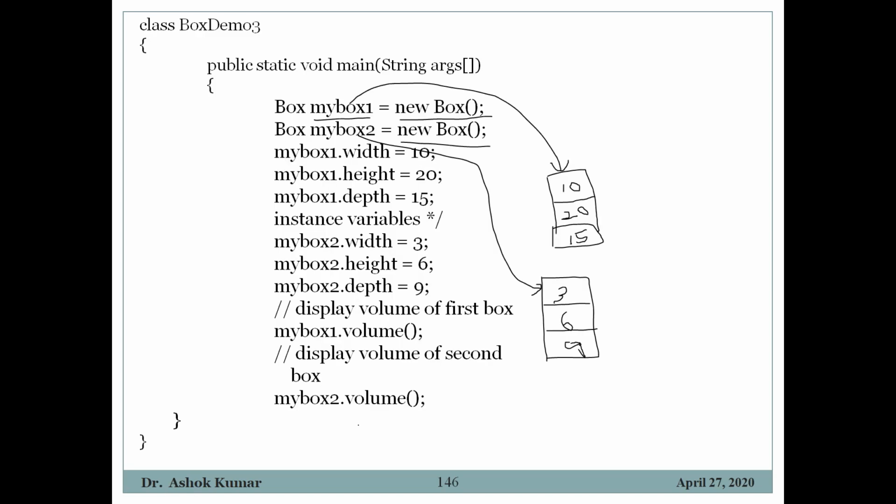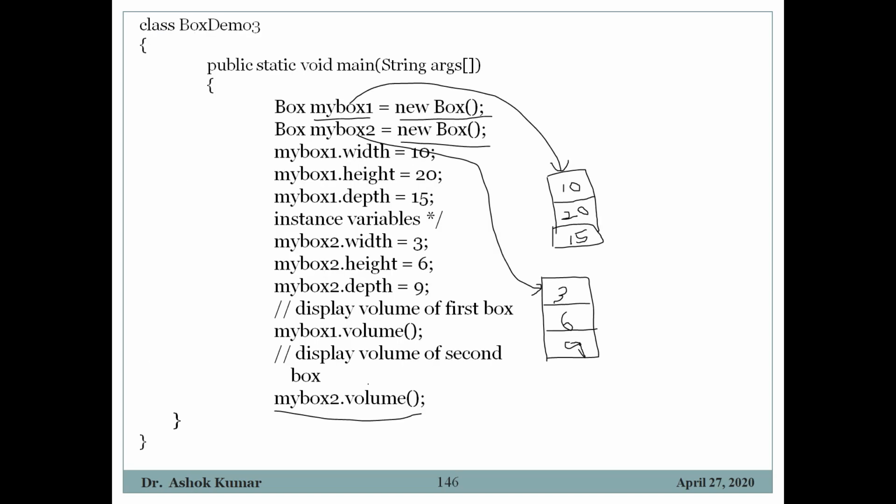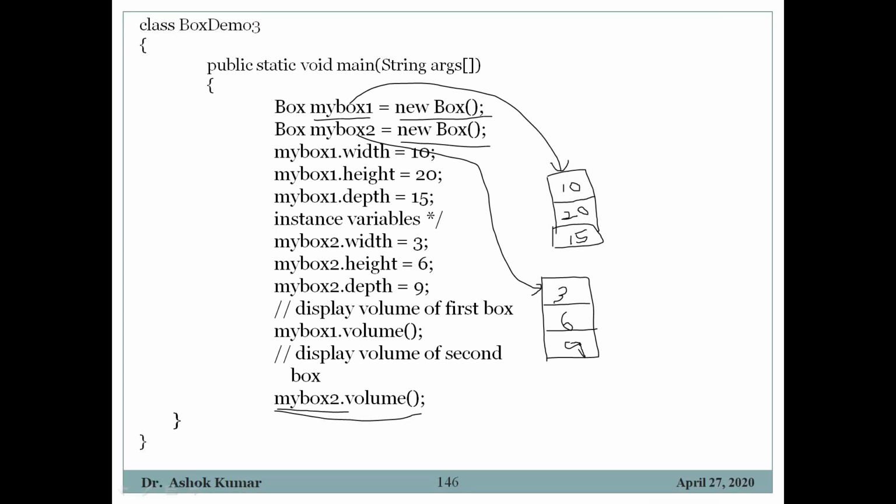So when you call it the second time with mybox2, again it's finding the product of width, height, and depth, but this time this width, height, and depth represent the instance variables of the mybox2 object. So these three members will get multiplied, and you will get the corresponding output on the screen. That will be 162, I think. So you will get that result on the screen, right? So this will be the output of this case.